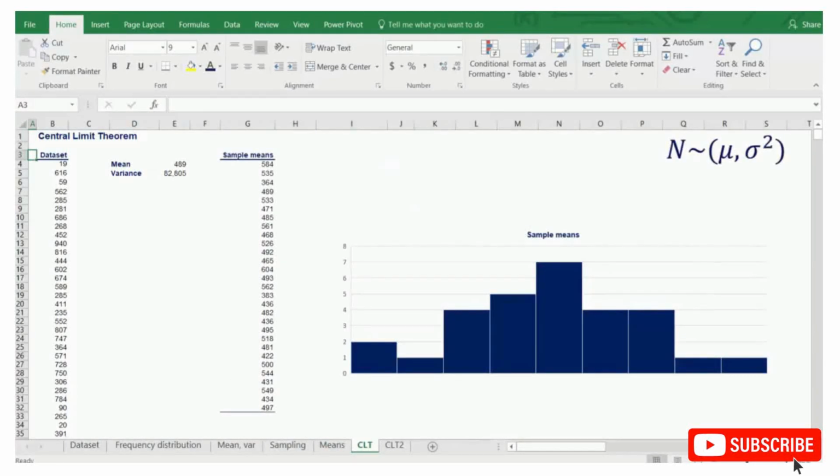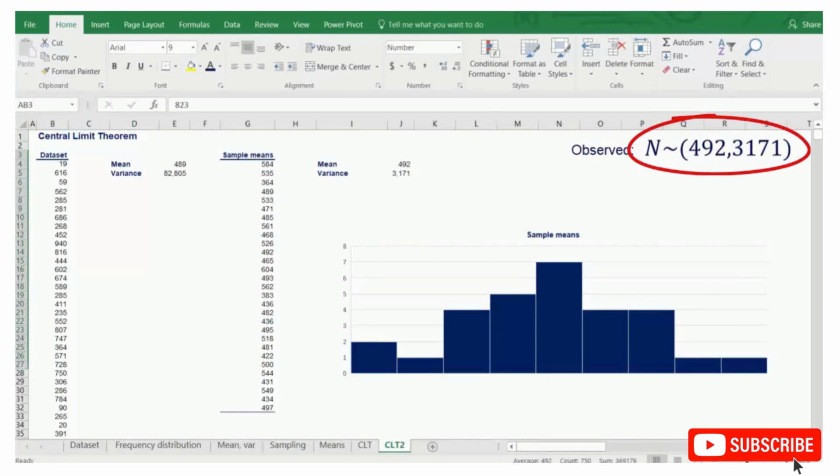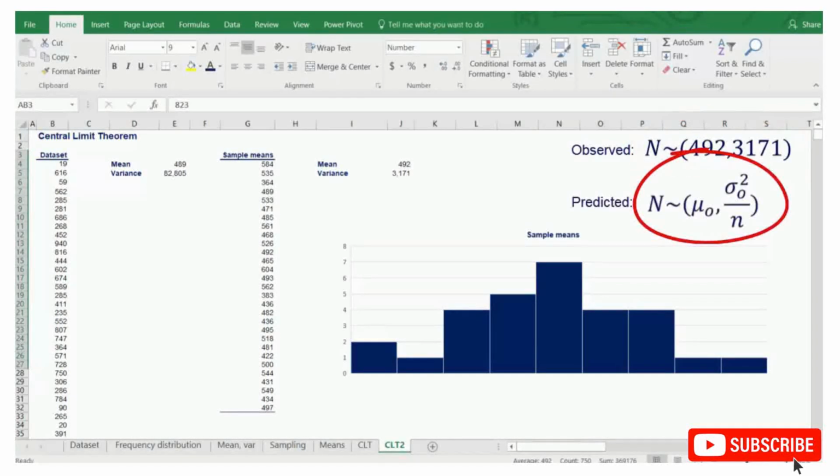Let's check if the other part of the theorem was right. The mean of our newly acquired dataset is 492, while its variance is 3,171. Did we expect these numbers? We anticipated a mean of 489 and a variance of 82,805 divided by 25, so around 3,312.